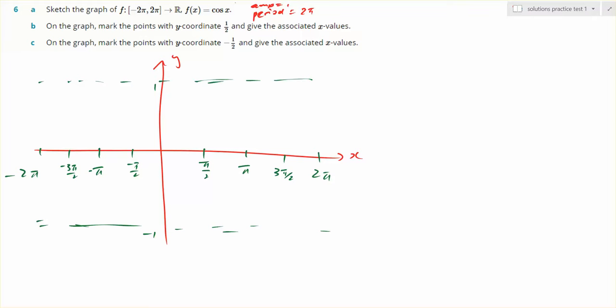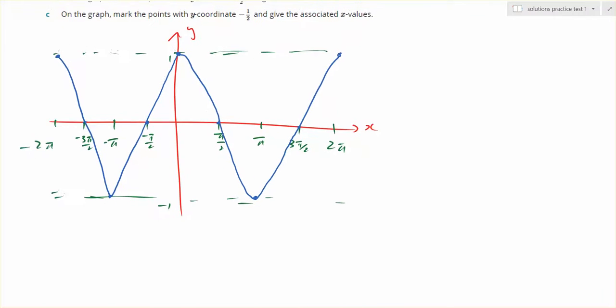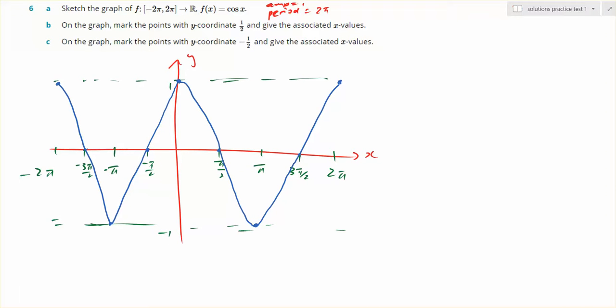And there's a negative side. With a basic cos graph, I know I start at the maximum, then go to the median, minimum, median, maximum. Similarly, on the other side, I go to the median, minimum, median, maximum. Hence I can draw my graph by connecting the points. It looks like that.